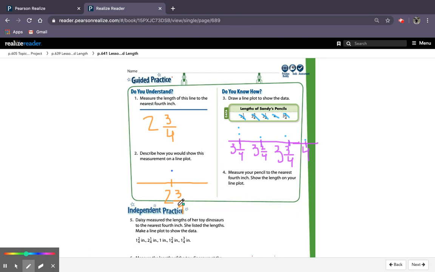And then last but not least, number 4, for the top part, measure your pencil to the nearest 4th inch, show the length on your line plot. So if you have a pencil, a marker, a pen, any of them are fine. And if it's larger than that, add it. So say your pencil is 5 inches, that's fine. Put it there. If it was 5 1/4 inch, or if you need to add another, a larger number or a smaller number, because I know some of you write with the tiniest pencils in the entire world, then move it this way, obviously, and add a dot above whatever your measurement is.